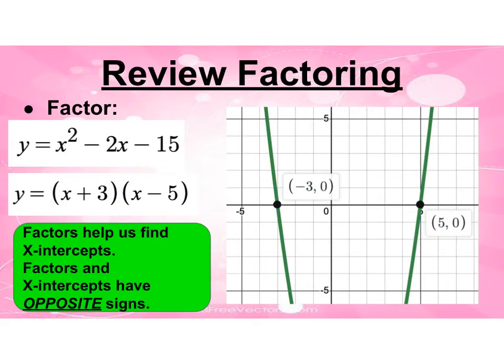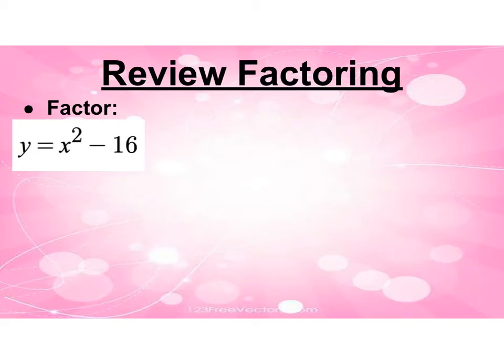So factors help us find our x-intercepts. The factor, which is X plus 3, that's my factor, and then X equals negative 3, the point (-3, 0), is my x-intercept. Knowing the factor can help me figure out my x-intercept. They have opposite signs. Let's try to factor this.